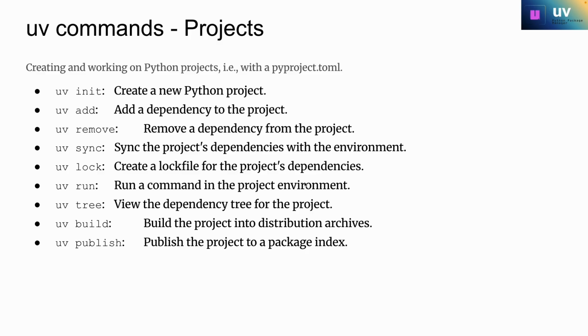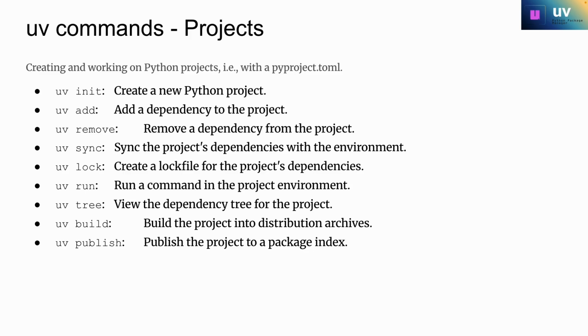So UV is used mostly for managing the dependencies. uv init creates a new Python project, and uv add adds a dependency to the project. uv remove removes a particular dependency from a project, and uv sync creates a virtual environment and adds the dependencies into that particular virtual environment. uv lock creates a lock file for the project dependencies. uv run runs a command in the project environment. uv tree views the dependency tree for that particular project.